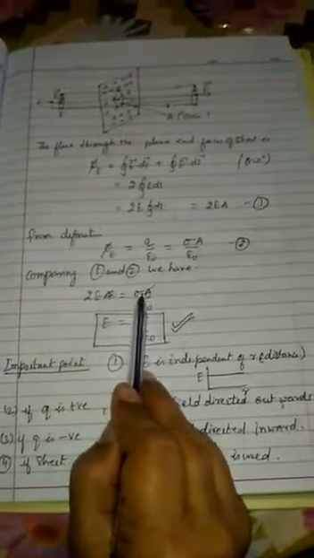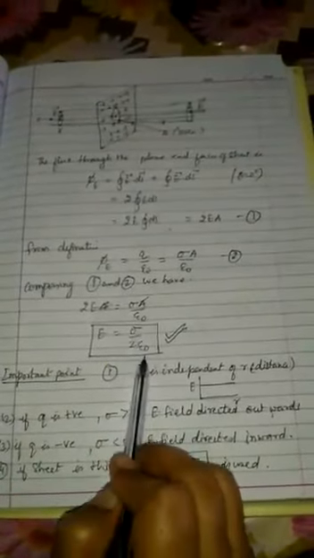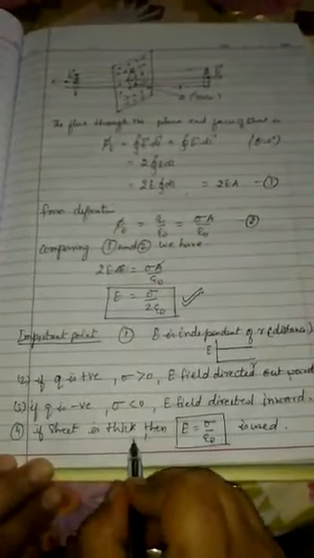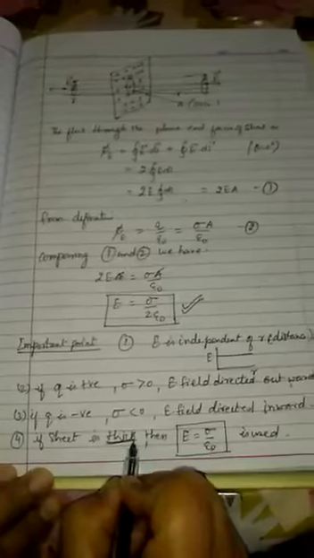So the 2 here and the 2 here get cancelled, and you will have sigma divided by epsilon. So if the sheet is thick, you have to remember whether the question is related to a thick or thin sheet. If it is thick, then E is equal to sigma divided by epsilon naught. If it is thin, then E is equal to sigma divided by 2 epsilon naught.